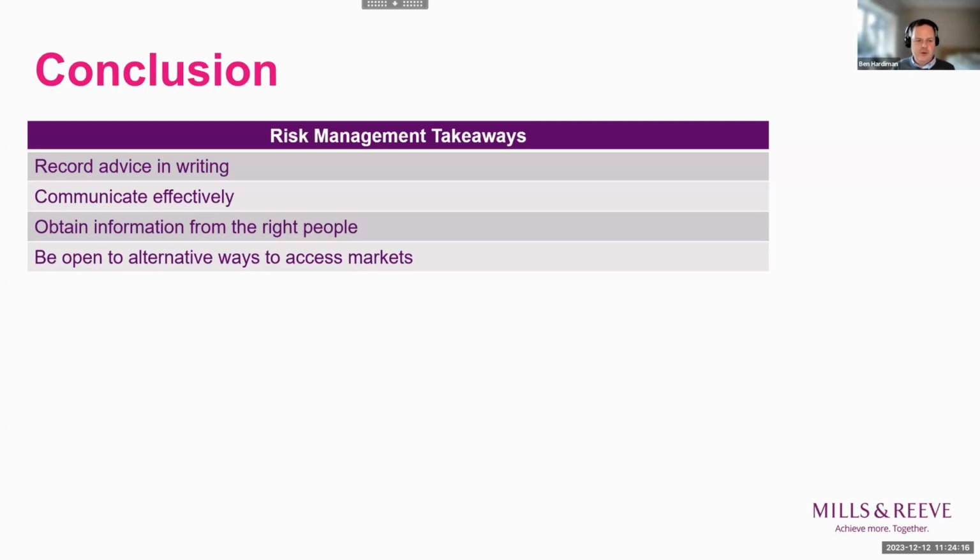These are the touch points at which we see claims arising because communication hasn't been clear or effective enough. You need to be ensuring you're obtaining relevant information from the correct people. And if you're really struggling to place the risk, I think you need to be open to finding other ways to access the market. So that's the main part of the presentation done.